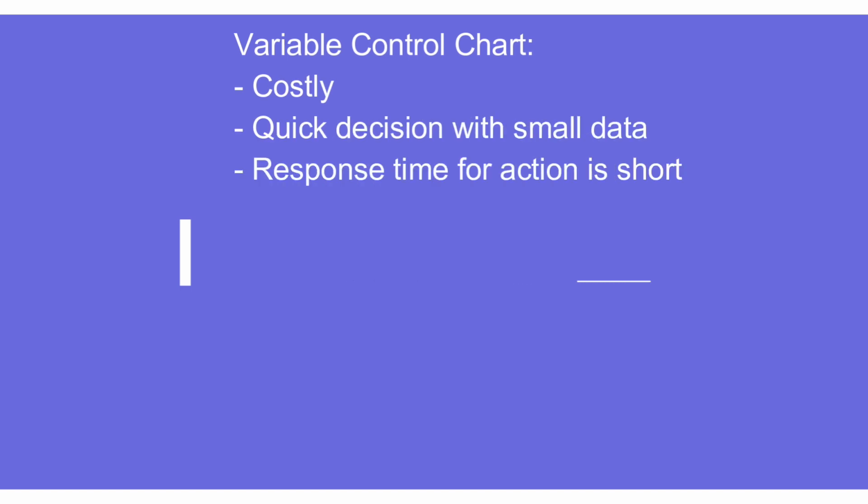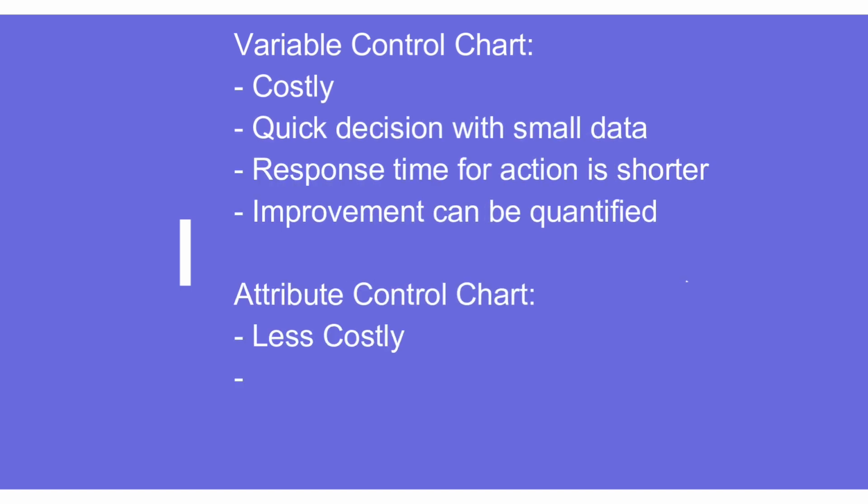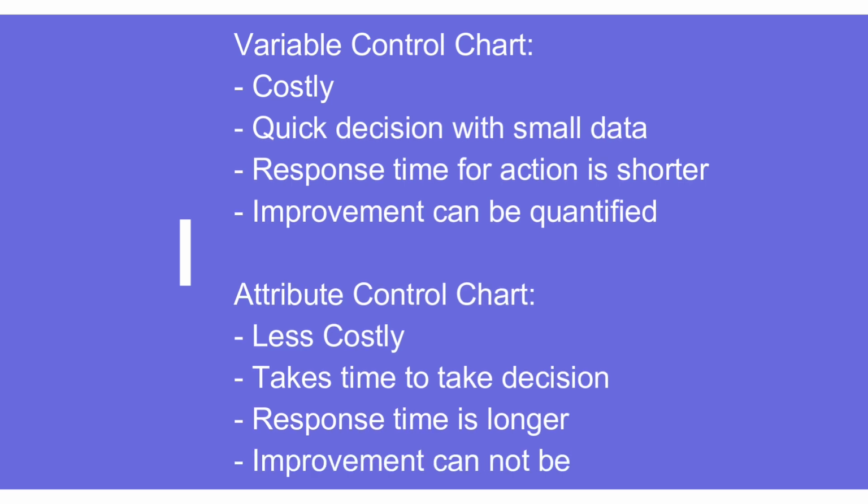When we talk about variable control chart, comparatively it is more costly than attribute, but based on a small sample size we can take a quick decision, in comparison to the attribute control chart where we need a much larger sample size. When we talk about variable control chart, our intent is to see how quickly we can find out whenever the process is going out of control. So it is comparatively easier and quicker in case of variable control chart in comparison to the attribute control chart.